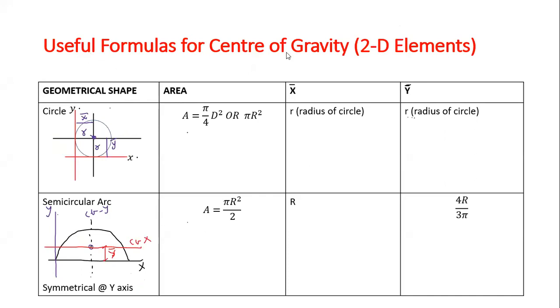यूजफुल फॉर्मूला फॉर सर्कल. सर्कल के लिए सर्कल का एरिया π/4 d स्क्वायर और πr स्क्वायर होगा. नाउ एज वी हैव डिस्कस फॉर 1D एलिमेंट्स, सर्कल का सेंटर यहाँ पे आएगा. ये रेड लाइन आपका रेफरेंस एक्सिस है, तो उसमें आपका एक्स बार वाई बार कितना आएगा, रेडियस इतना आएगा. पता चला प्लीज कंफर्म मी.